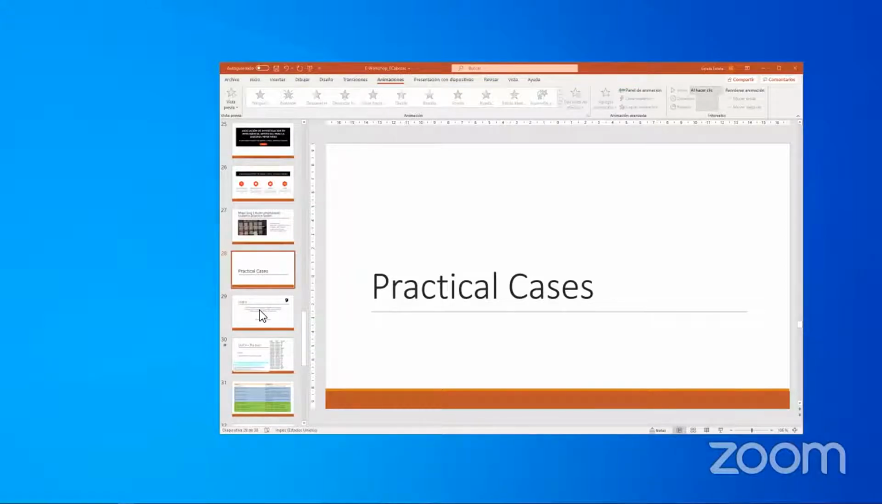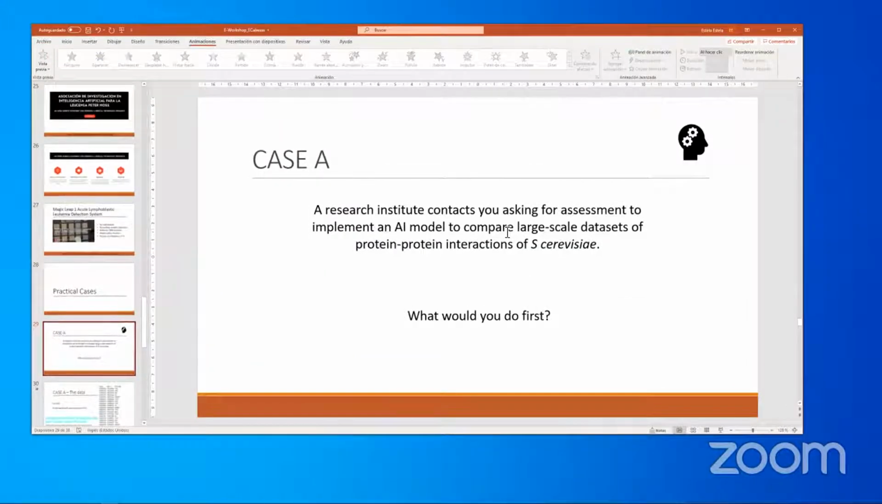Okay. So the first case I'm showing here, all of these three cases are real cases that I have seen through my experience. So let's say that a research institute contacts you asking for assessment to implement an AI model to compare large-scale data sets of protein-protein interactions. So I'm asking you, what would you do first, and what would you answer to this research institute?